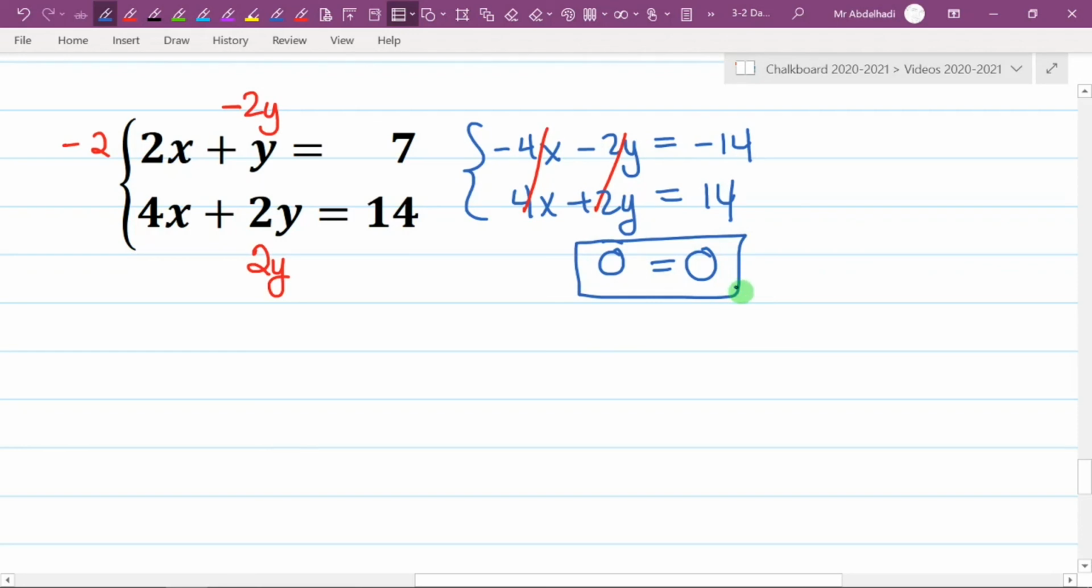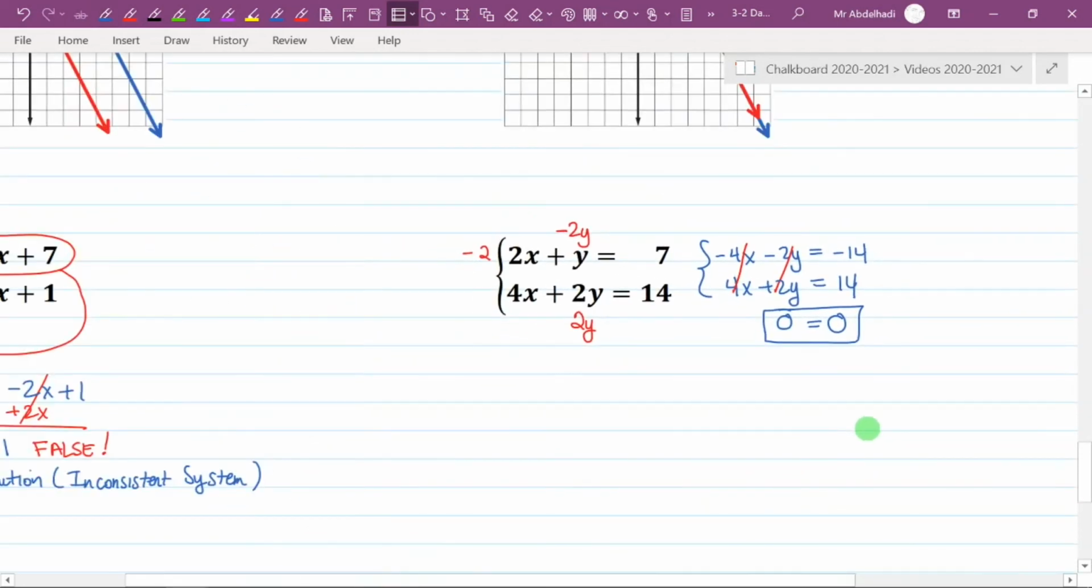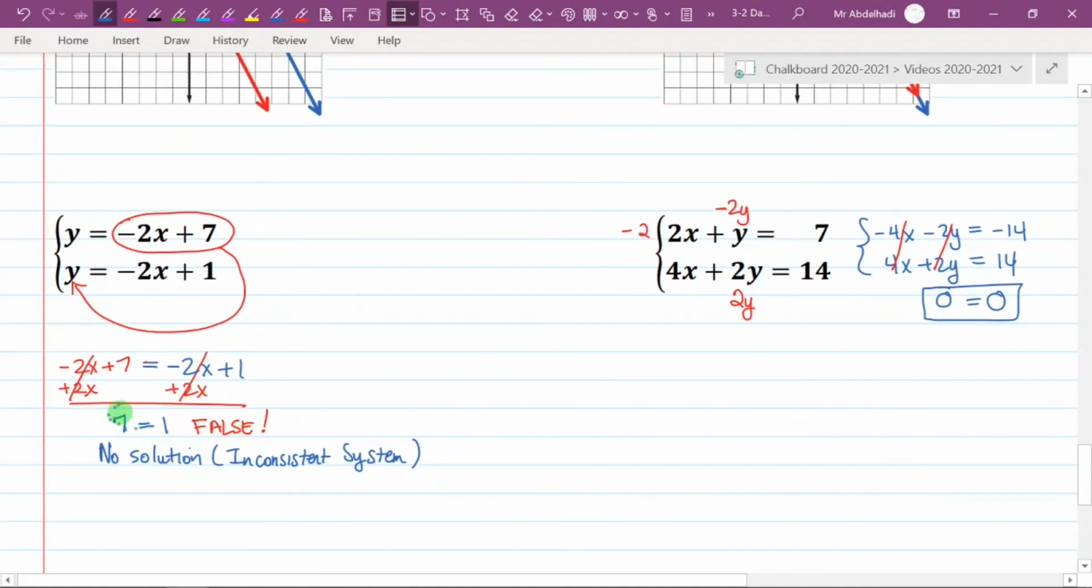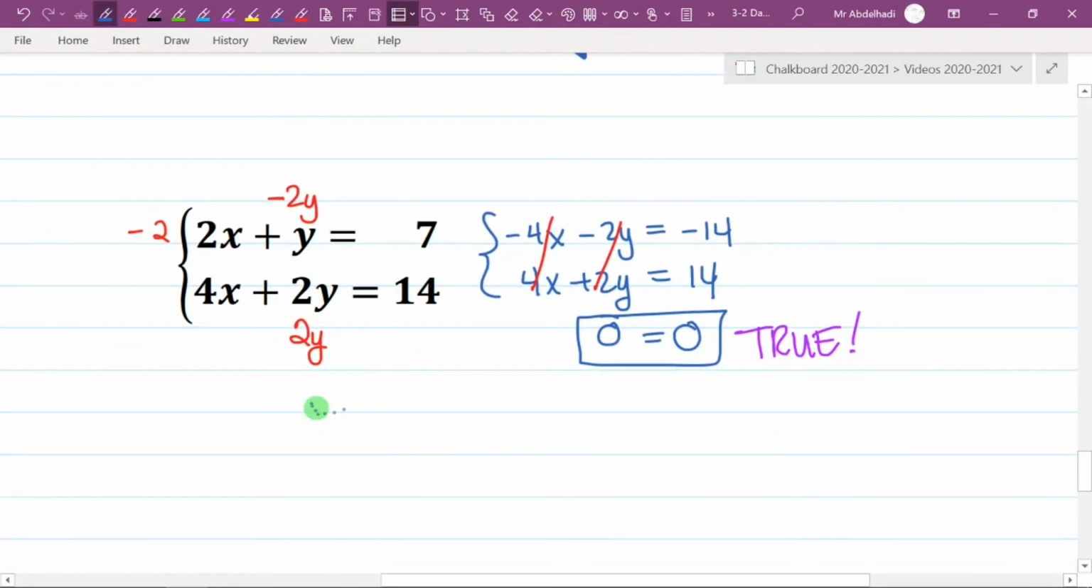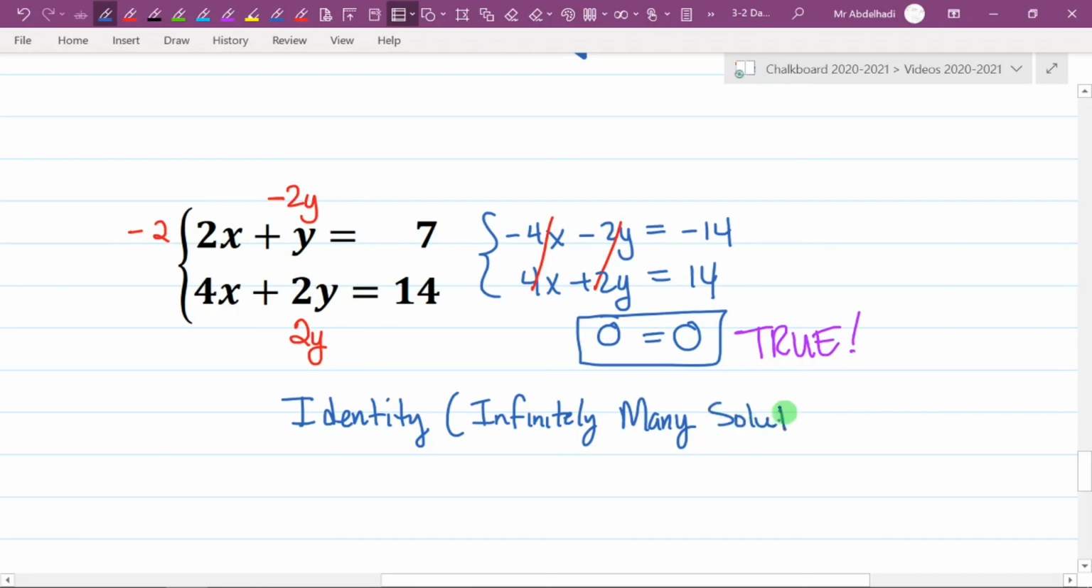It's not false all the time like 7 equals 1. Okay, 7 equals 1, that was always false. This is always true. And if you get something that's always true, that's an identity. And we say it has infinitely many solutions. So be on the lookout for those two possible outcomes. Infinitely many solutions. And that's it for that one there.